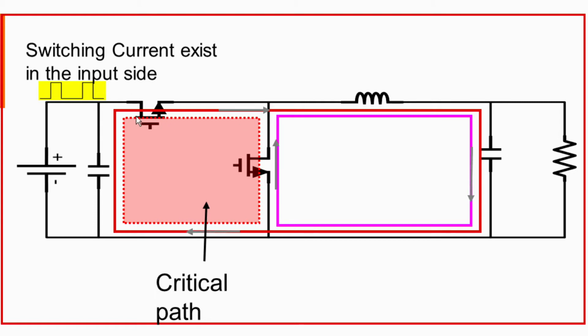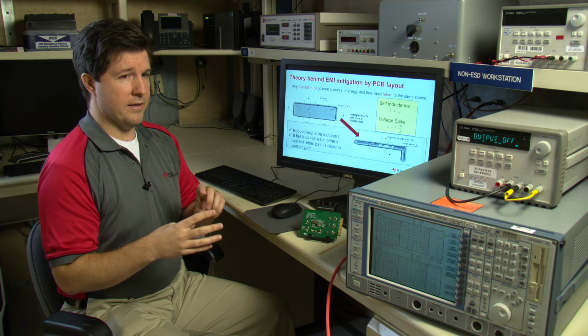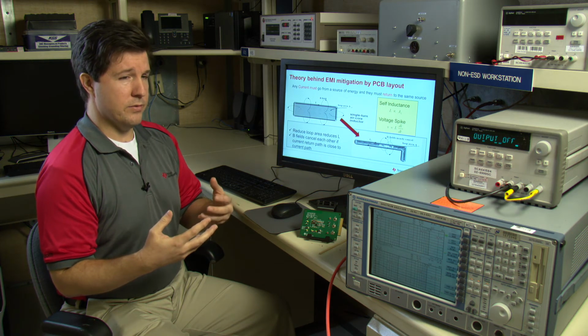So it's very critical that this loop remain as small as possible and you do a good job of bypassing this loop. When you do a good job of bypassing this loop, then you've solved most of your EMI problems right from the beginning. Definitely, as you get to stricter and stricter standards, you're going to want to add differential filters, add common mode filters, but the first part of the problem is getting this loop as small as possible.